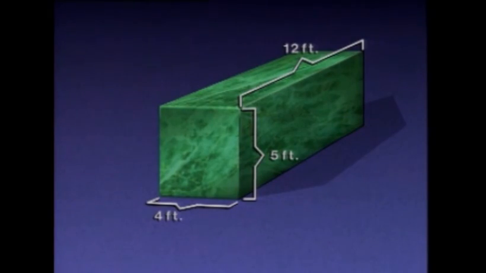The volume of this object can be calculated by multiplying 4 feet times 5 feet times 12 feet, for a total of 240. Since the 3 length measurements are all in units of feet, the volume is expressed in cubic feet.